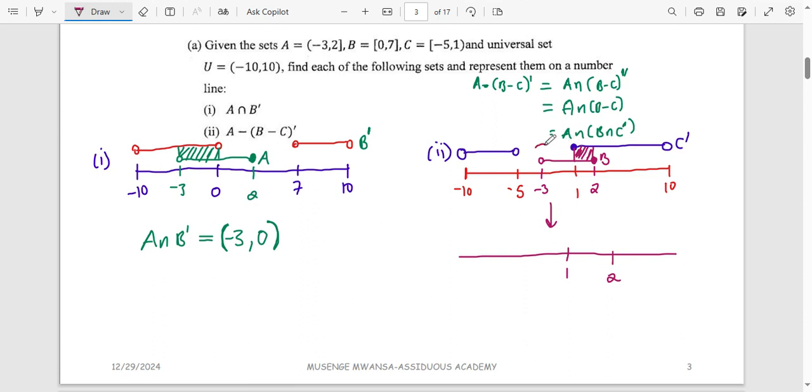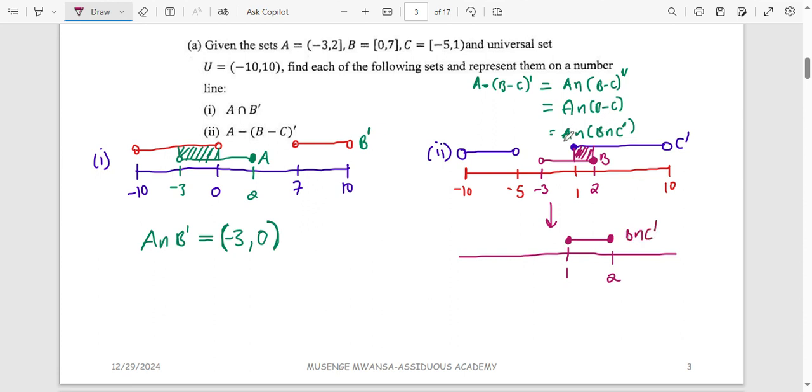And look at this. 1 is part of C complement. 1 is also part of the set B. So 1 is going to be included in the intersection. So we'll shade here. It's the same way with 2. 2 is part of the set B. 2 is also part of the set C complement. So I'm also going to shade here. So this set I've written is B intersection C complement.